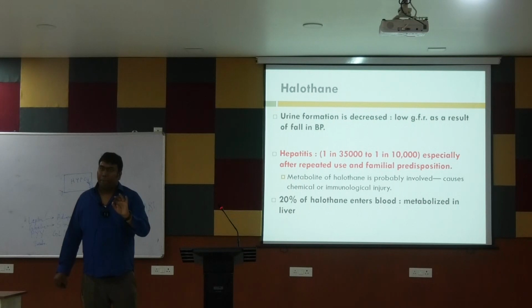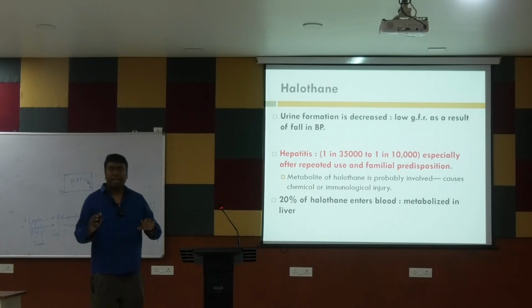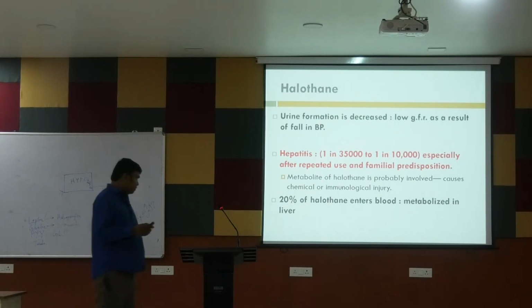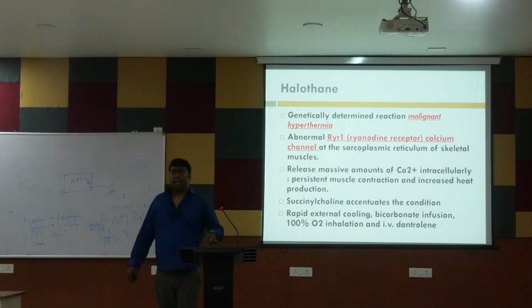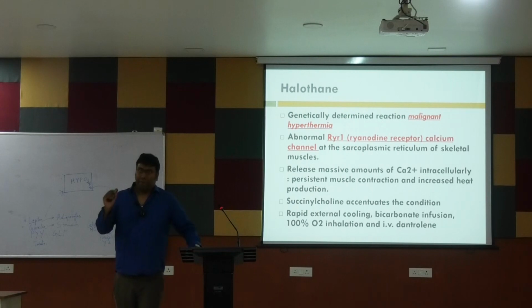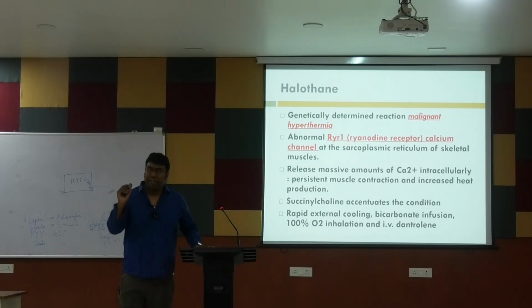Which general inhalational anesthetics have metabolism in liver? Halothane. Halothane has a significant amount of metabolism in liver. Another side effect is malignant hyperthermia, associated with halothane and other fluorinated inhalational anesthetics like enflurane, isoflurane, but halothane is the most important.